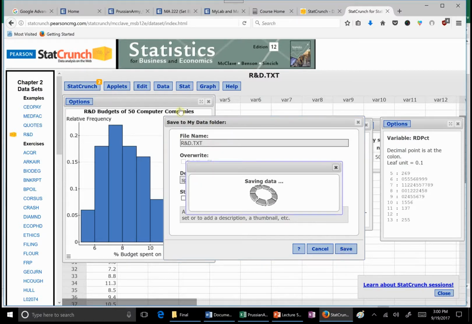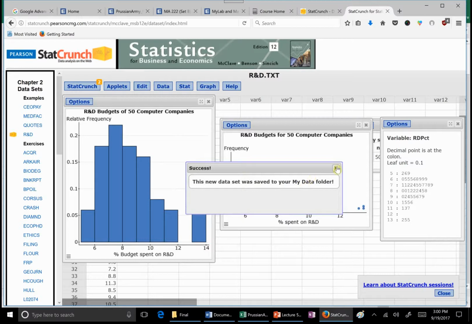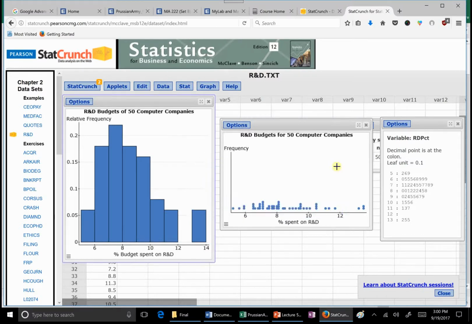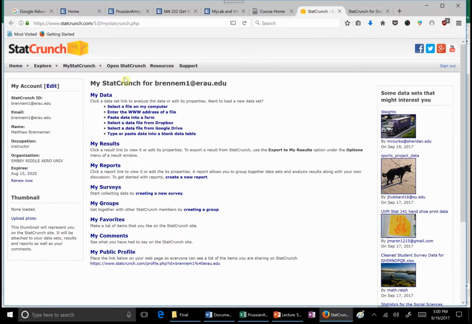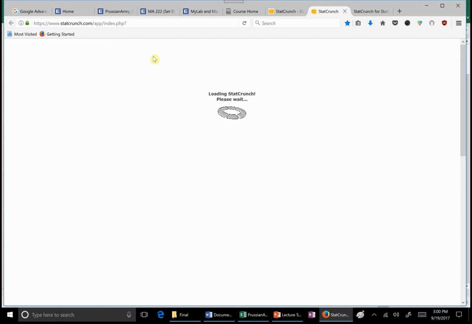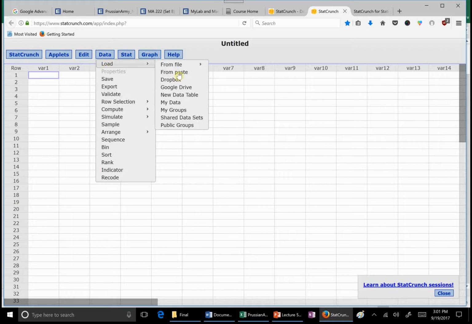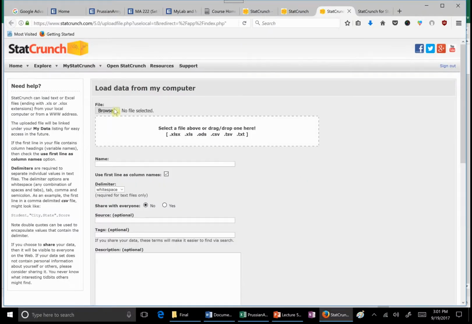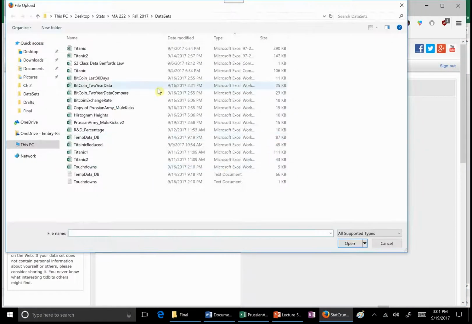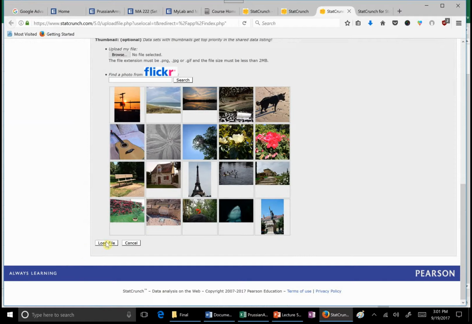And now that's saved permanently. Everything you've done, all the plots and everything, are saved to my data. When you come back into StatCrunch and you want to load something, you can go right to my data and do that. Okay, so let me go ahead and open up our data file, and we'll load it. And there we are.